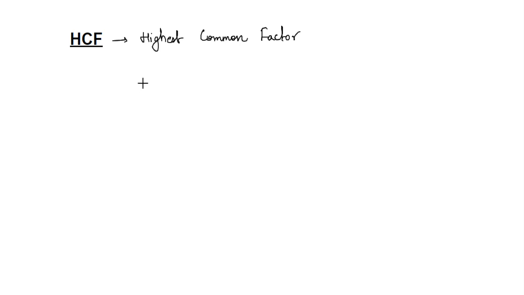Suppose we have 24 and 60. Now I want to write the factors of 24. 1 is a factor, 2, 3, and then we have 4, then 6, 8, 12, and then 24. I hope you remember I told you that factors are always finite, so you cannot have more than this.